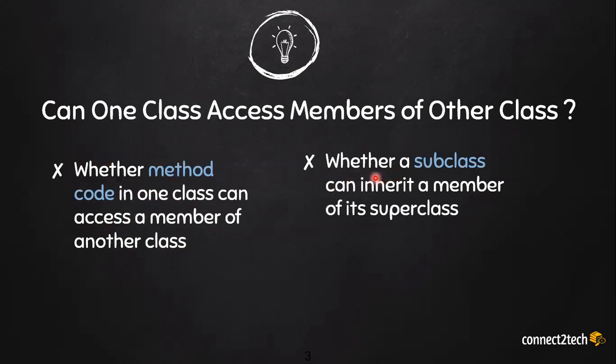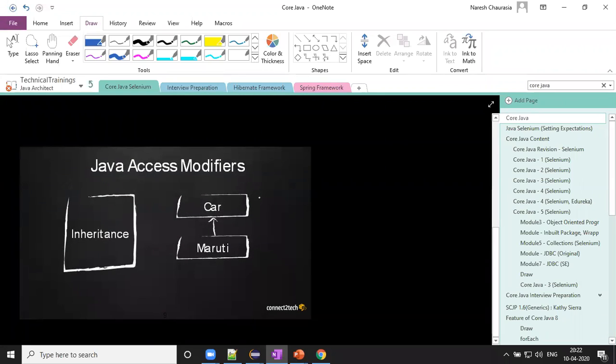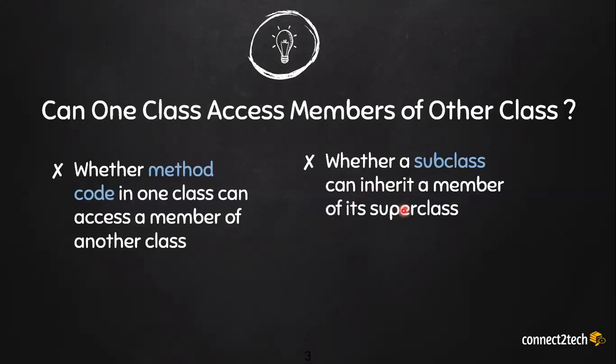And another point of discussion is whether a subclass can inherit a member of its superclass. Suppose you have a superclass and you have a subclass here, right? Now this superclass, which is a car here, will have a member. It could be a field or a method. So when the Maruti class is inheriting the car class, whether a subclass can inherit a member of its superclass. Now the second point I am going to talk about in a separate discussion. For now, my focus will be on this first point, whether method code in one class can access a member of another class.